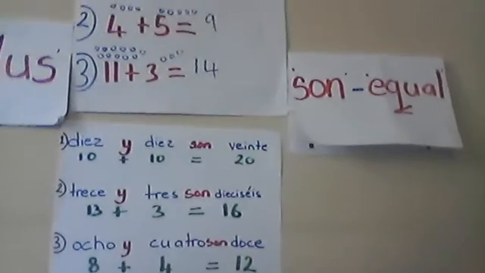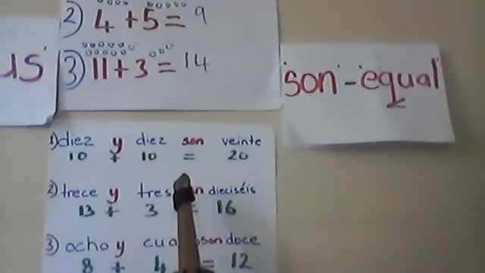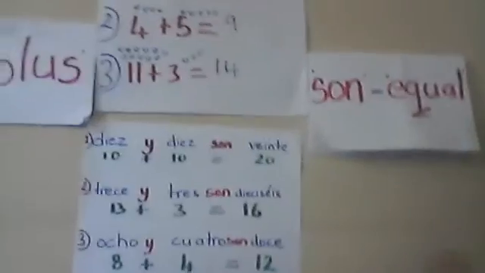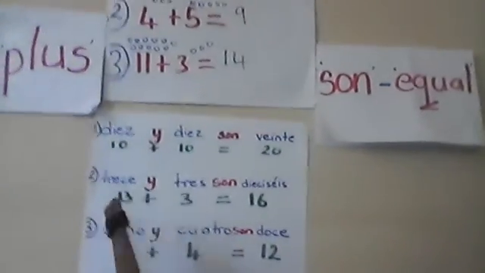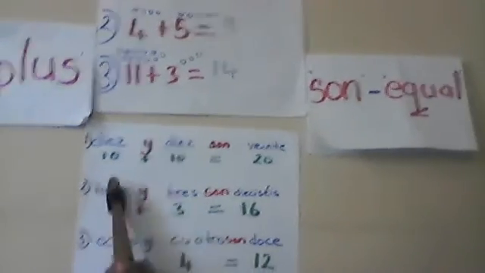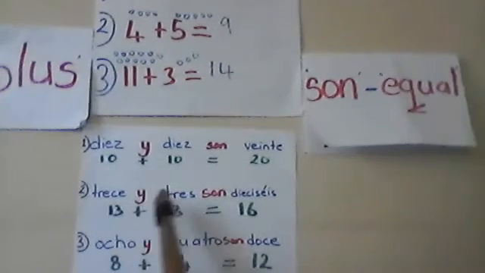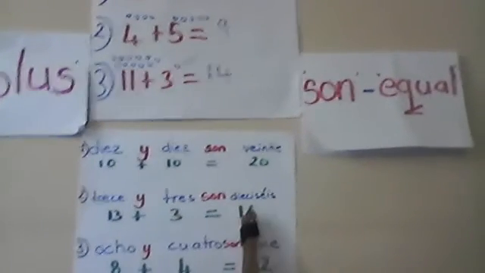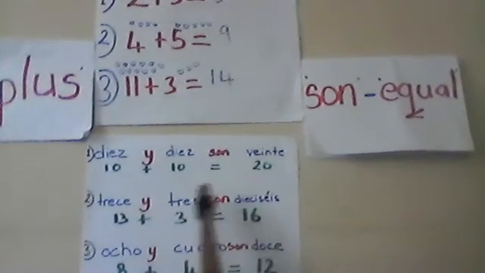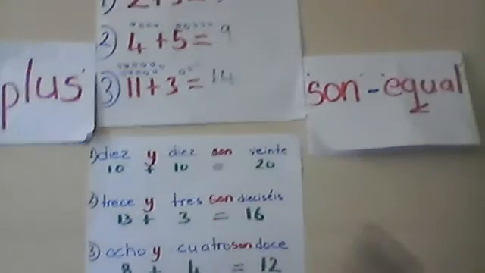Now the next one says 13 y 3 son 16. 13 and 3 are two different numbers. Remember I told you earlier, 13 is 13 and 3 is 3. So it's 13 plus 3, which is equal to 16. 16 is 16. So 13 y 3 son 16 means 13 plus 3 equals 16.